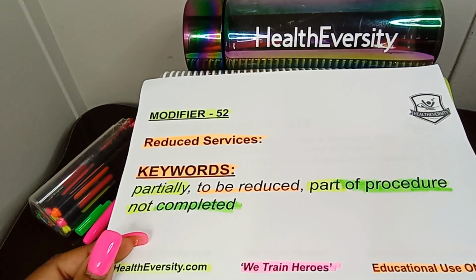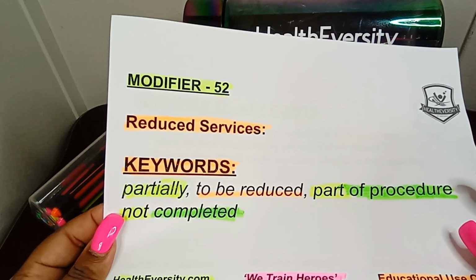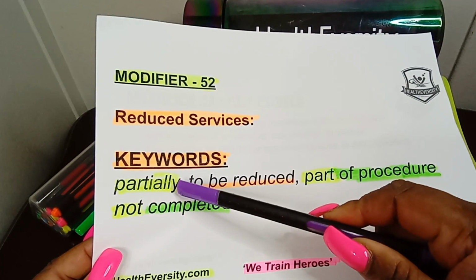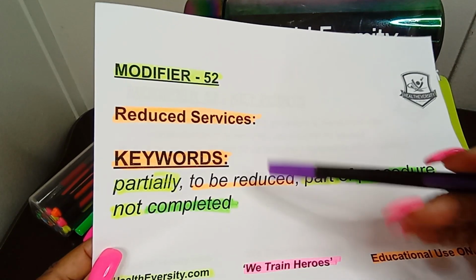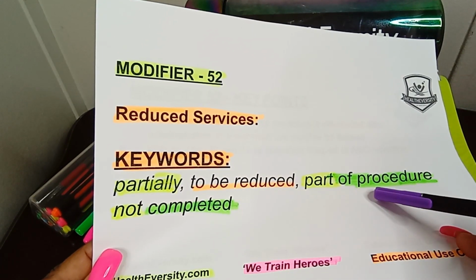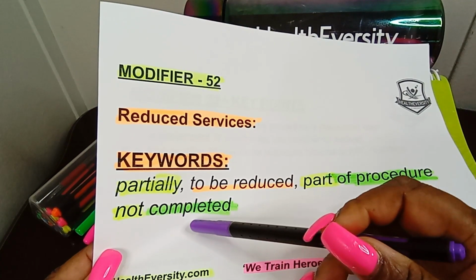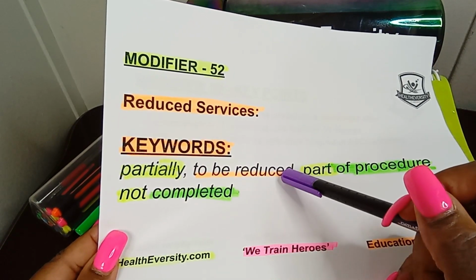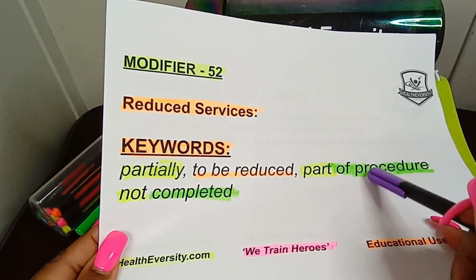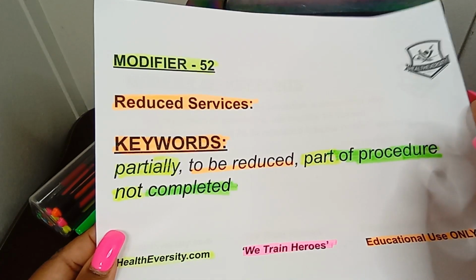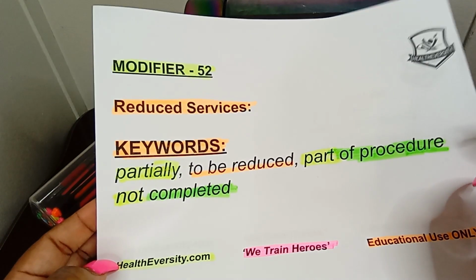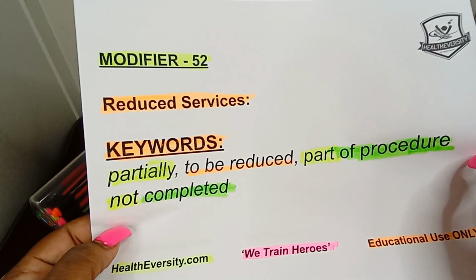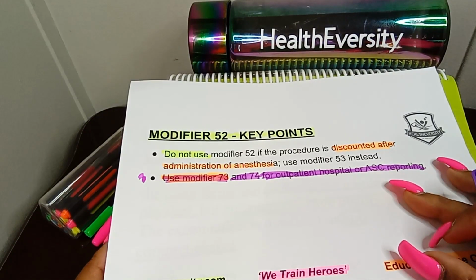Okay, so modifier 52 is reduced services. So these are the keywords: partially, reduced, part of a procedure, or not completed. So those are some of the keywords so you can identify that modifier in your question or in the chart. Let's move on to our key points.